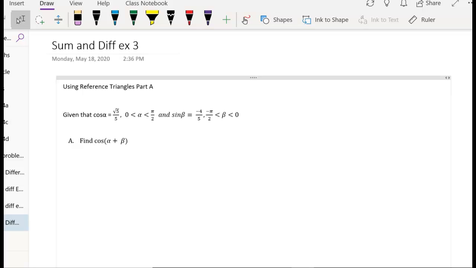Hello pre-calculus students, and welcome to a video on finding the sum or difference of trig functions. This is the third example of applying the sum and difference formulas.